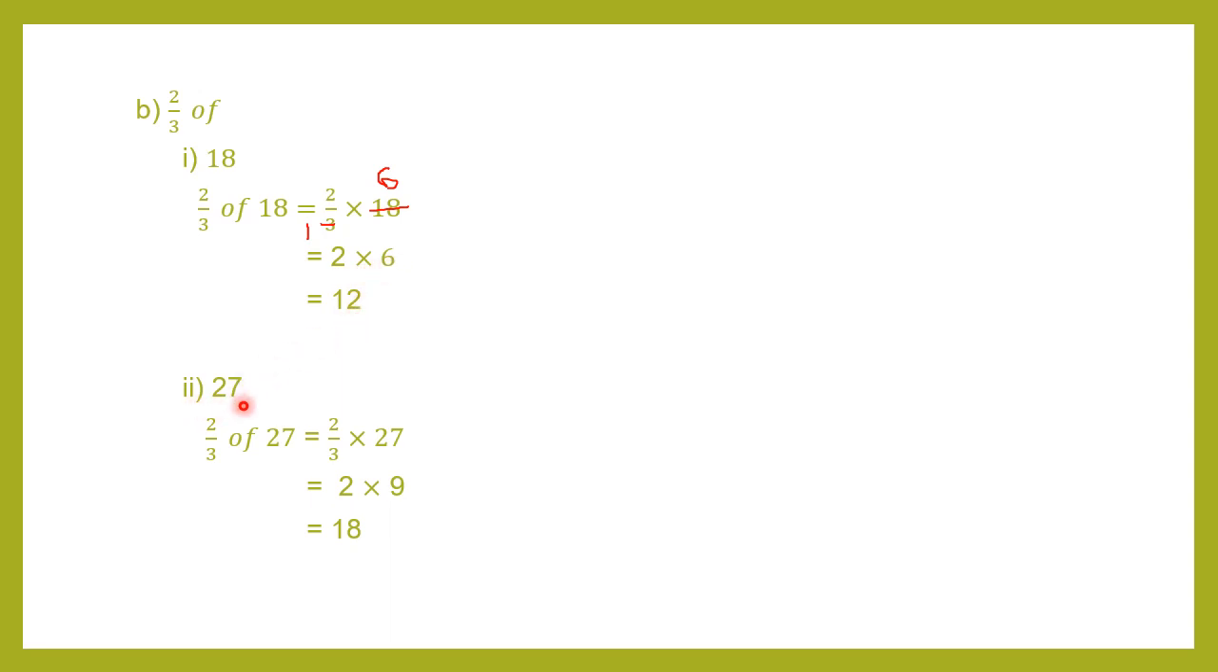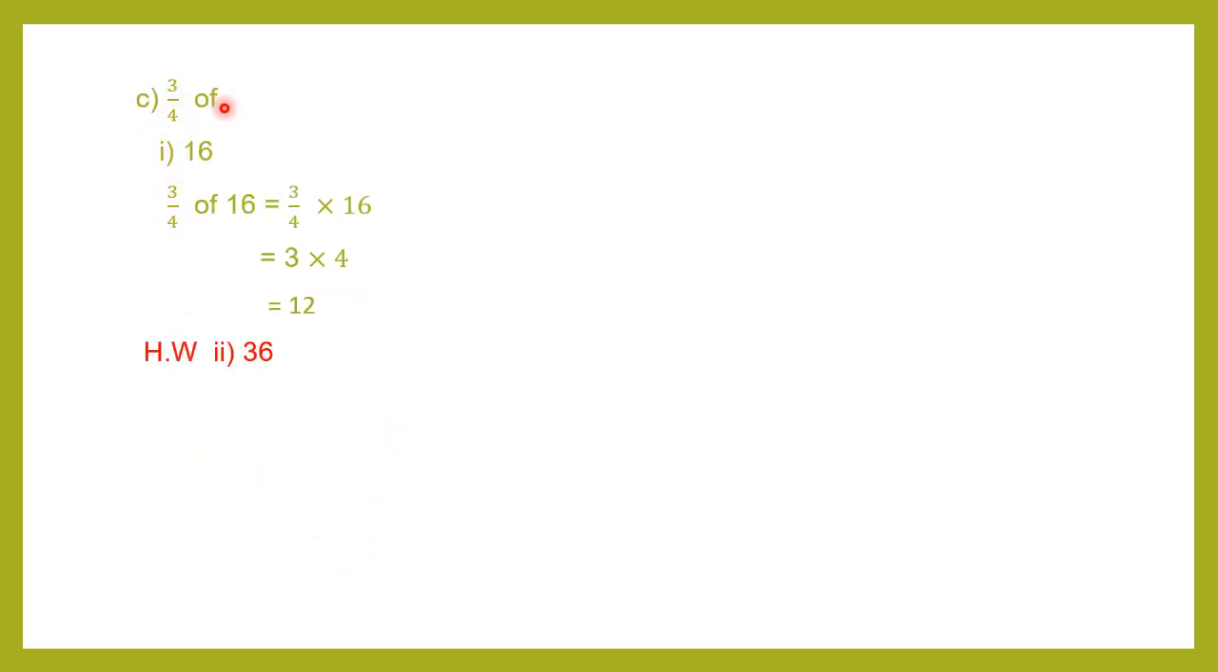Question number 2, 27. So 2 by 3 of 27, that is 2 by 3 multiplied by 27. Again cut 3 and 27. 3 ones are 3 and 3 nines are 27. Now 2 multiplied by 9. So 2 nines are 18. So the answer is 18.